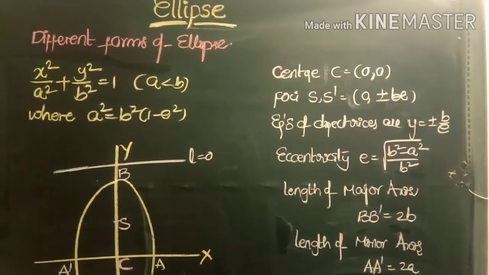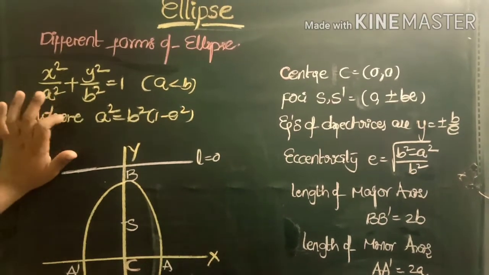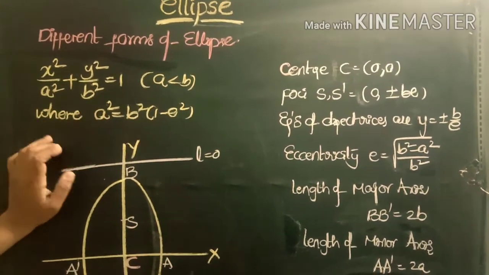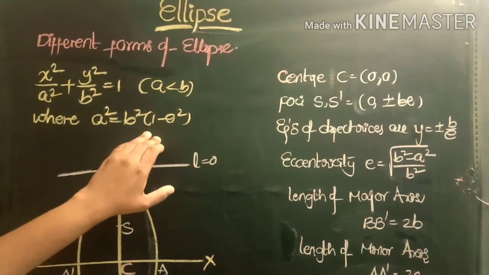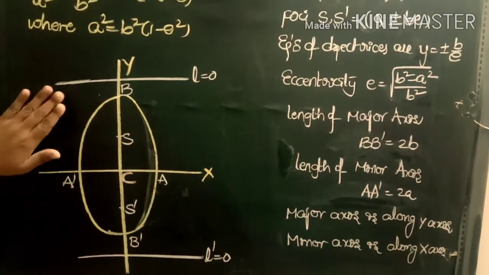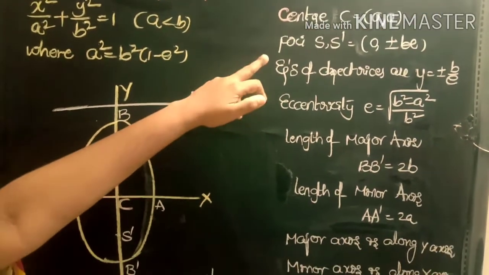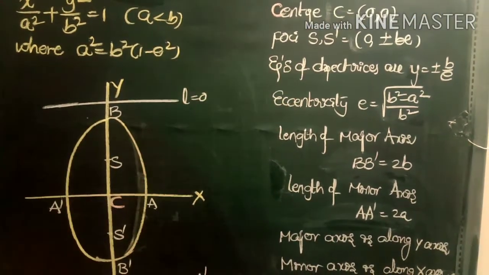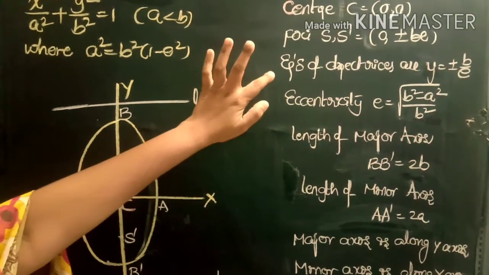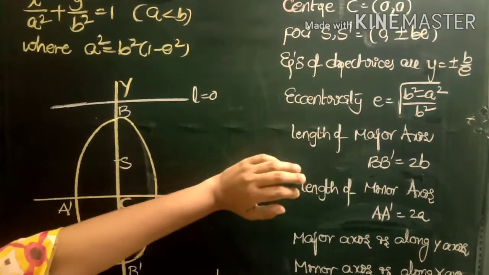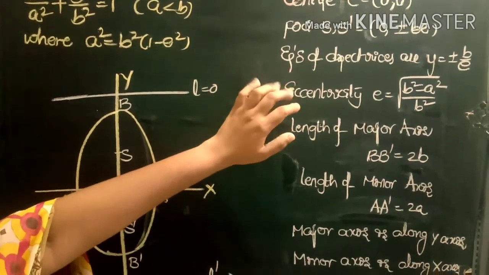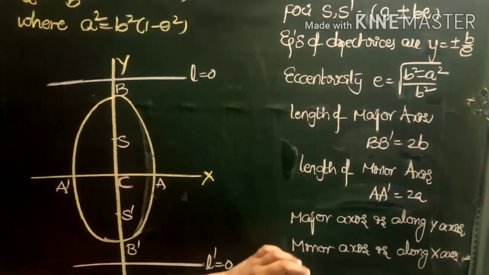Now the next form is x square by a square plus y square by b square is equal to 1 when a is less than b, where a square is equal to b square into 1 minus e square. This is the graphical representation of the ellipse, and here we take the center as 0, 0. The foci S comma S dash are 0 comma plus or minus be, the equations of the directrices are y is equal to plus or minus b by e, and the eccentricity is equal to the square root of b square minus a square by b square.